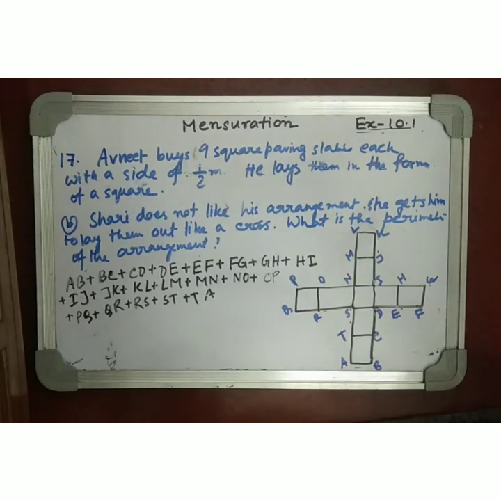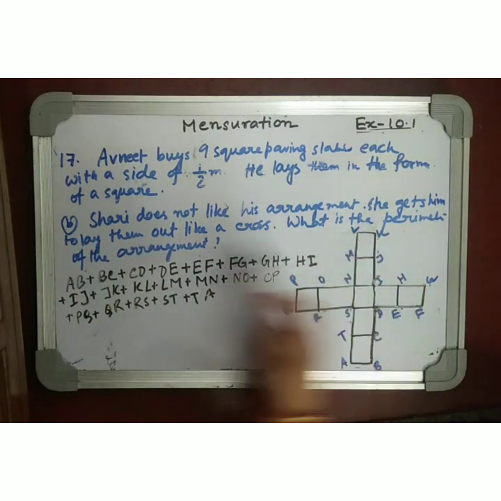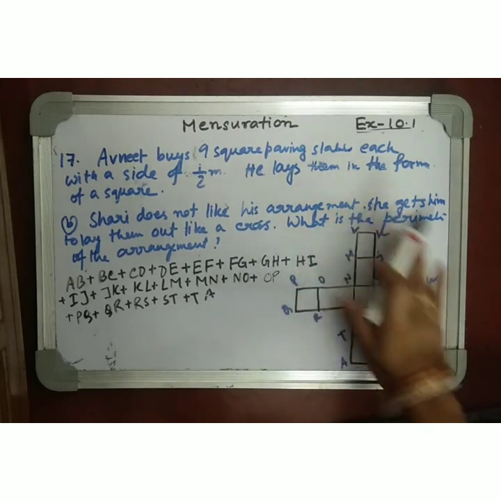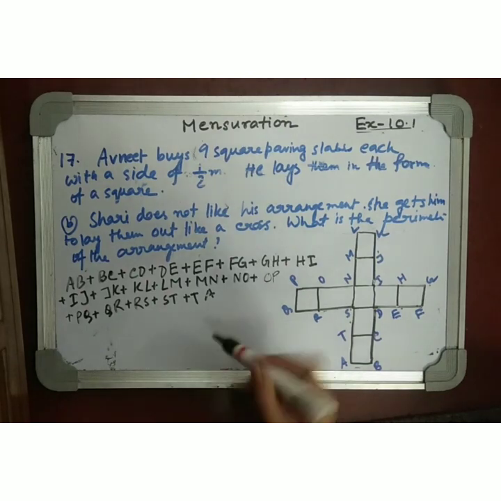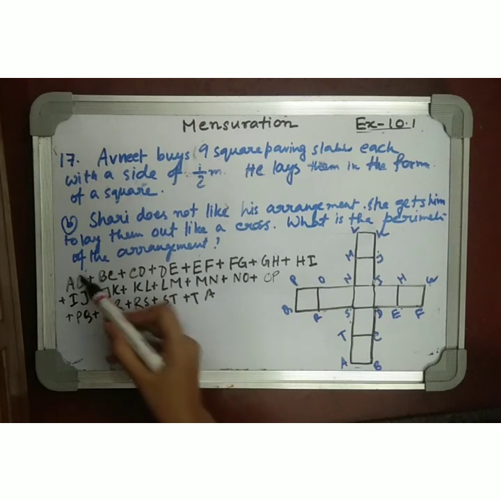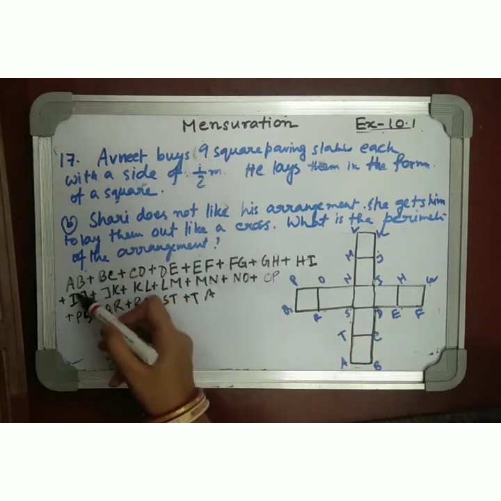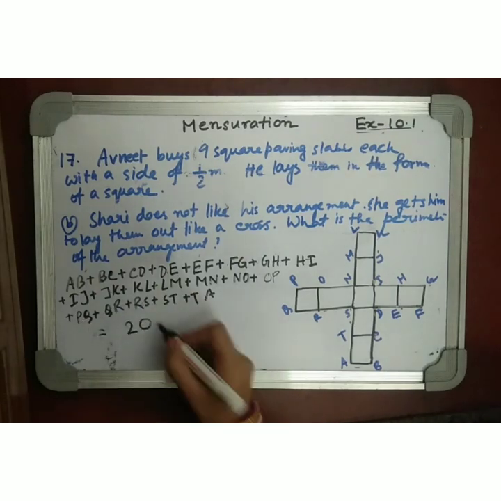Now, in the question, Shari does not like the given arrangement. What is the perimeter of Shari's arrangement? So this was the figure which Shari has made, and we have found the length of all the boundaries of this given figure. Now we have to find the perimeter. So how many halves are there? Let's count it. 1, 2, 3, 4, 5, 6, 7, 8, 9, 10, 11, 12, 13, 14, 15, 16, 17, 18, 19, 20. So 20 halves are there.